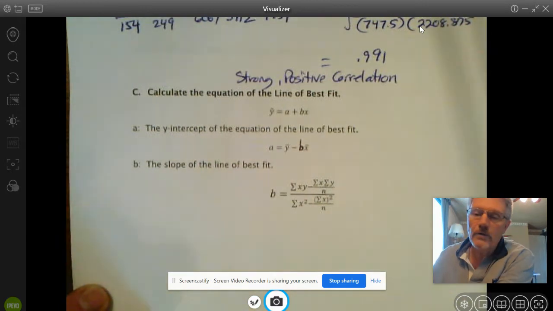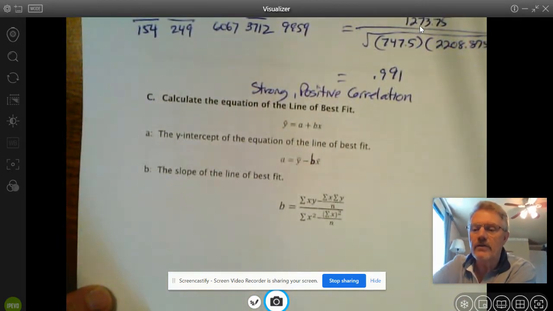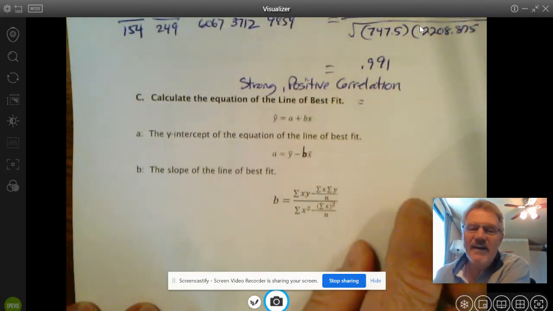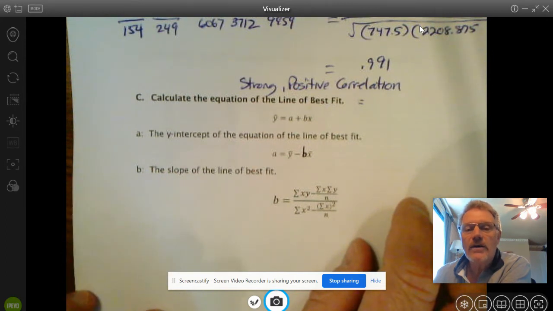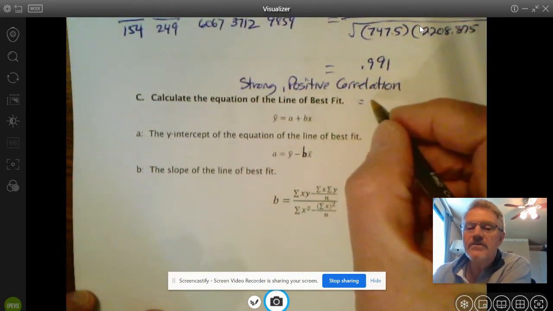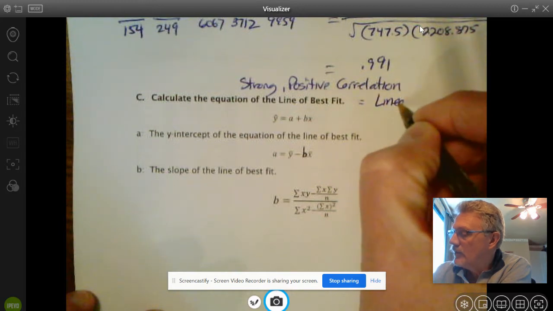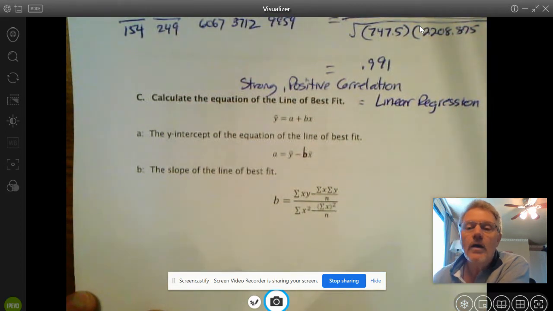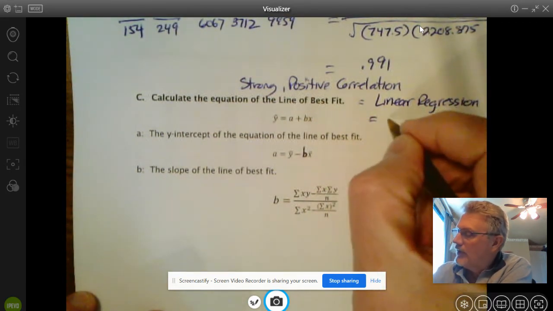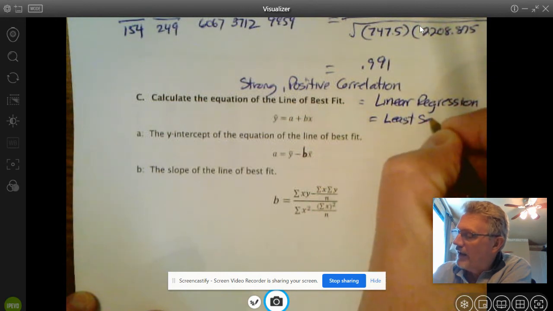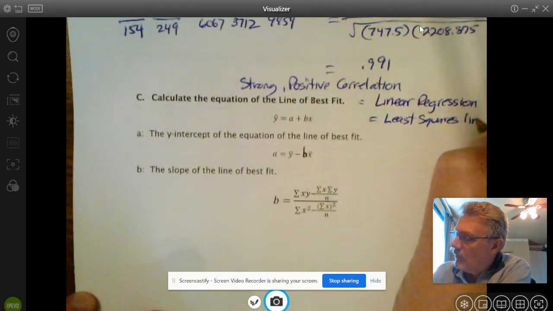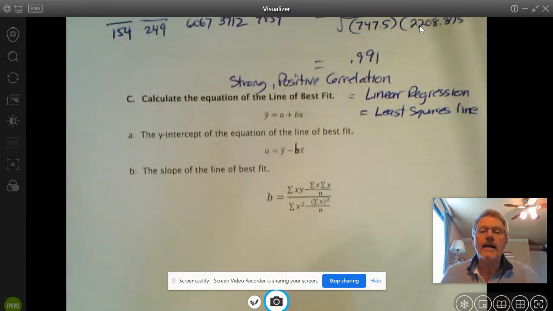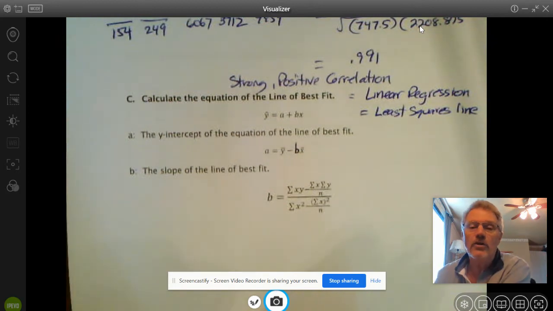All right, so I know that sometimes things get a little confusing when there's more than one name for the same thing, but that is going to be the case here. If they ask you to find the equation of the line of best fit, that's the same as if they ask you to perform a linear regression, because the result of linear regression is an equation of the line of best fit. And also, if they ask you for the least squares line, they're asking you for the equation of the line of best fit. So three names, same thing. I know it gets a little bit confusing.